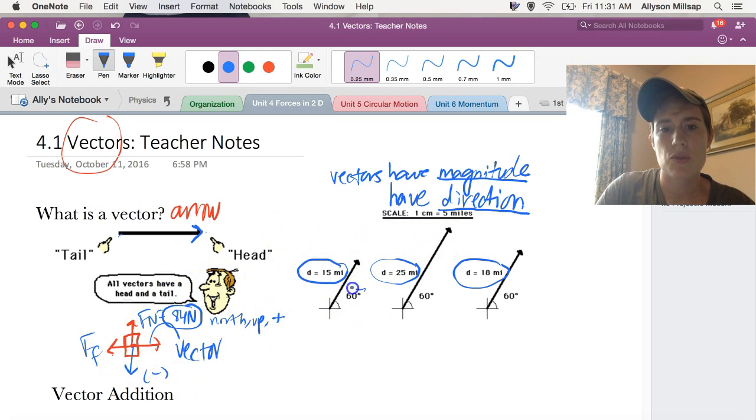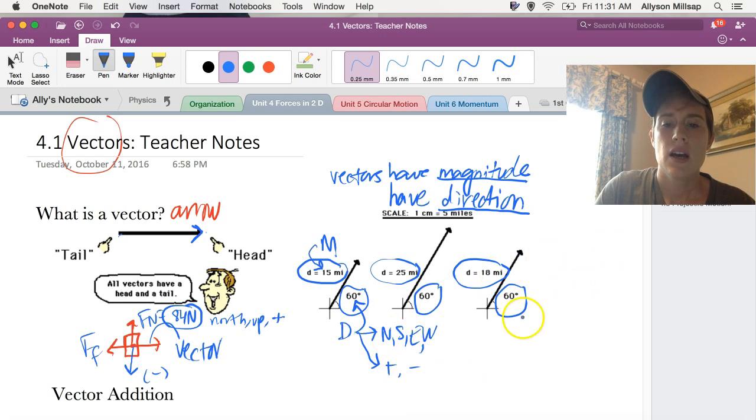Another way we can represent direction is with degrees. Okay? A degree can tell you which direction this arrow is pointing. So magnitude is represented by a number, and direction is represented by a bunch of different things. It could be represented by a degree sign. It could also be like north, south, east, west. It could also be represented by a positive or a negative sign, or by words like backwards and forwards. So that's what a vector is.